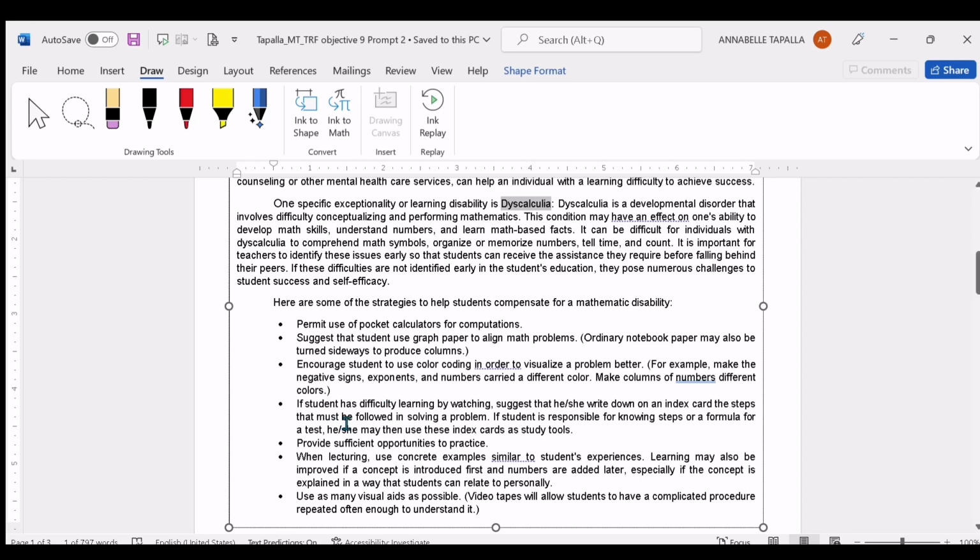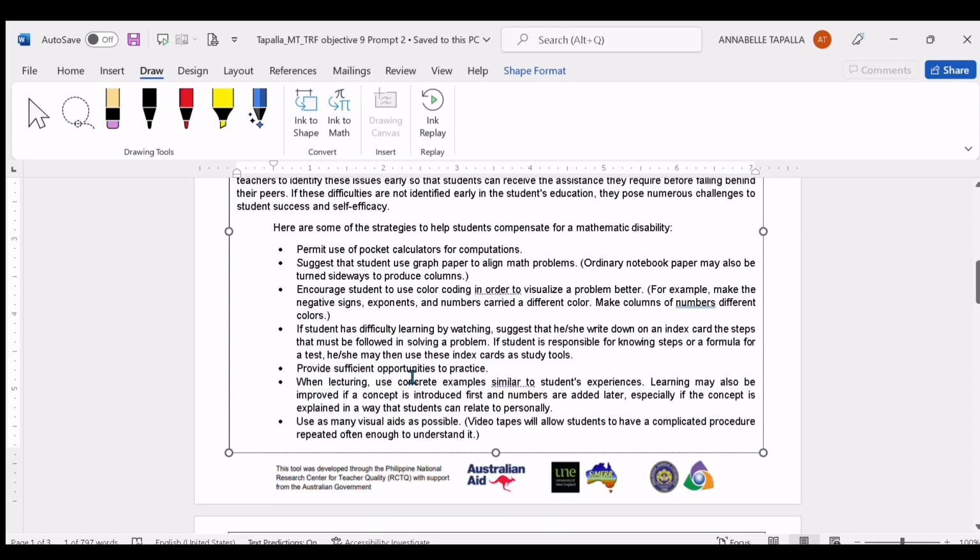And then, if student has difficulty learning by watching, suggest that he or she writes down on an index card the steps that must be followed in solving a problem. If student is responsible for knowing steps or a formula for a test, he or she may then use these index cards as study tools.